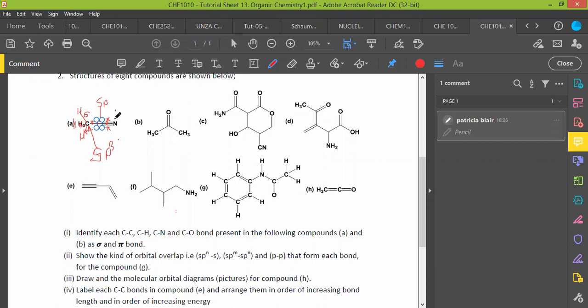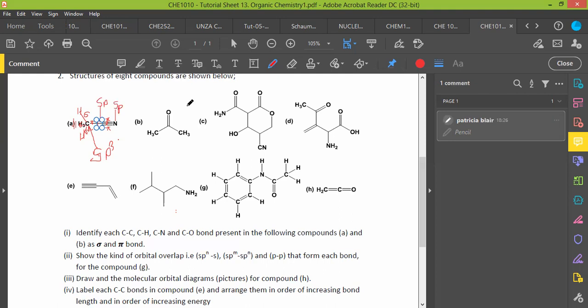So the same is true with nitrogen. Nitrogen is also sp hybridized. So this is how you identify, but that is in instances where they ask you to tell us the hybrids that are in a molecule. But in this particular question, they didn't do that. So you only need to do that.